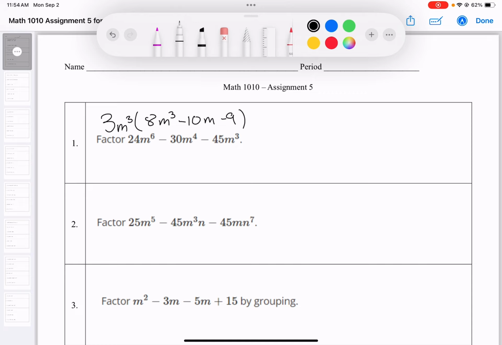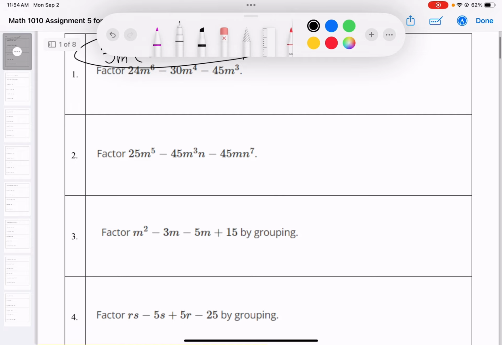Okay, and then we can always look at what we have left in our parentheses to see if there's anything else that we can factor out. Sometimes we may not get the greatest common factor, so we can look here again. There's nothing that's going to be in common between 8, 10, and 9. And because this is a cubed and a first, this is not a quadratic, so I'm done. I can actually leave that there.